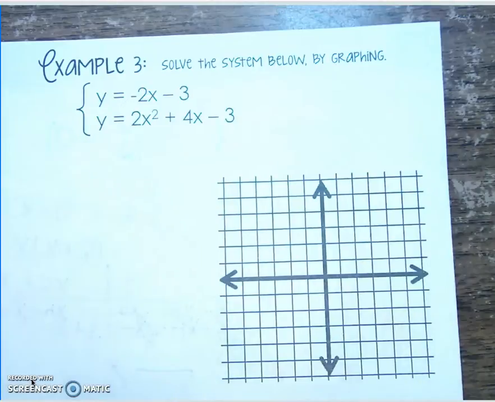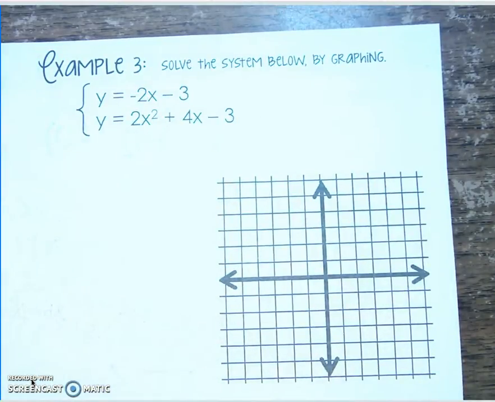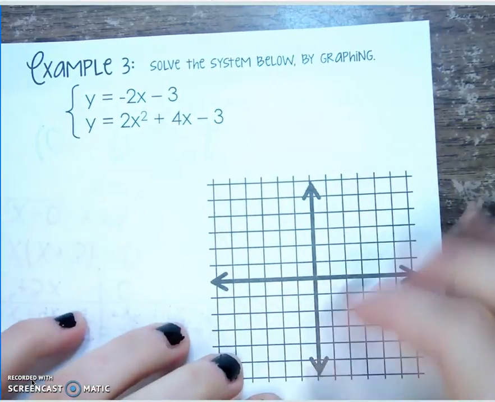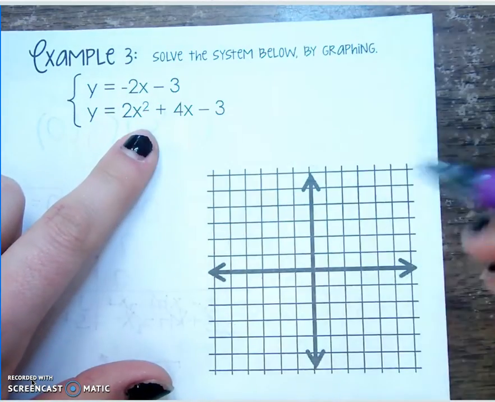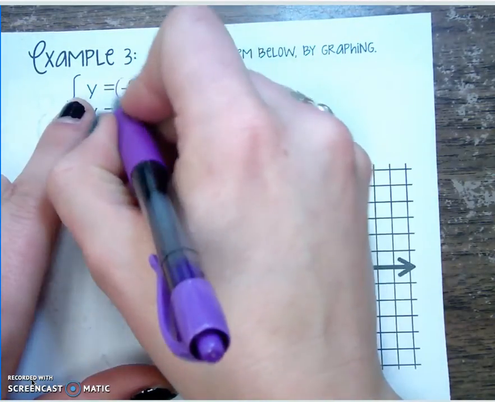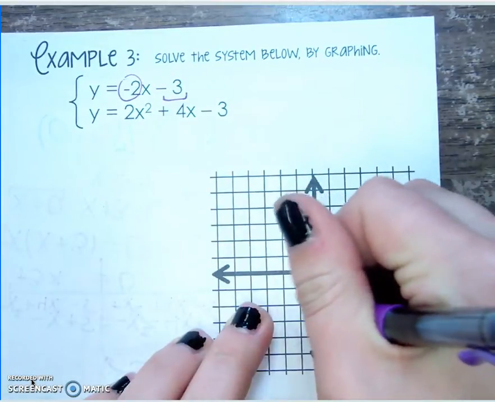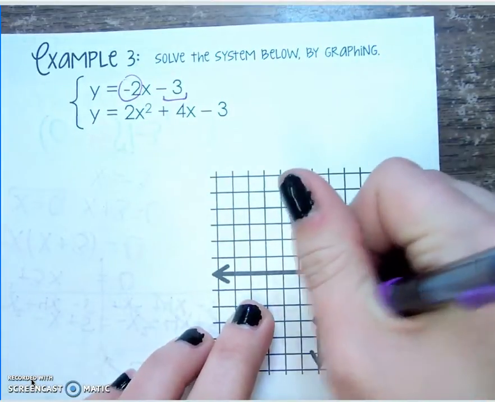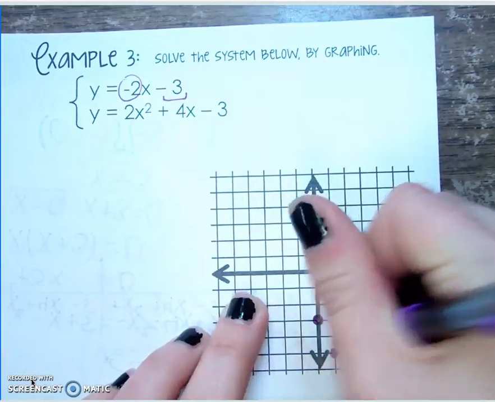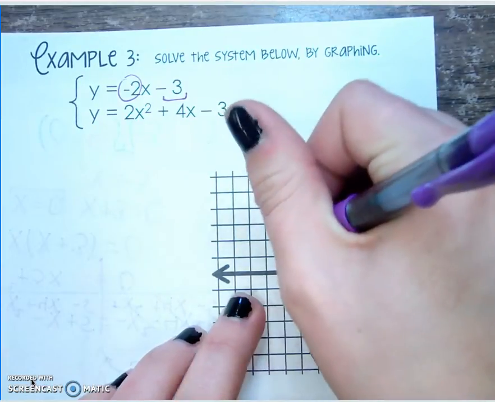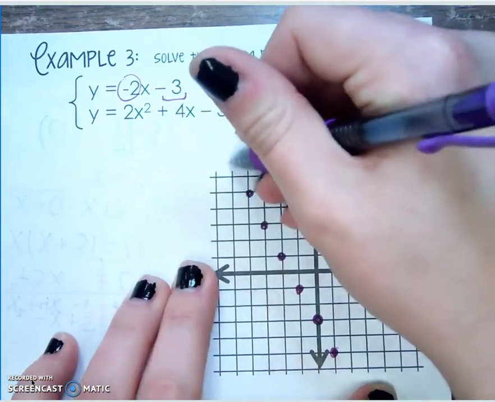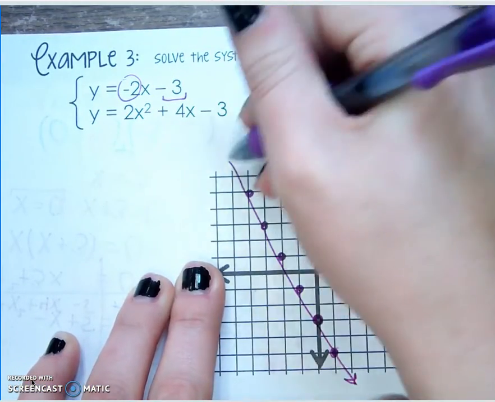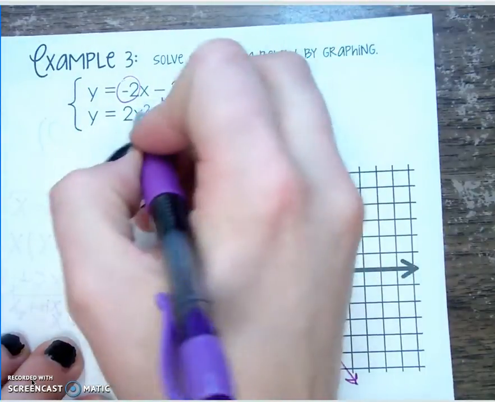Okay, now instead of substituting, what we're going to do is graph on our coordinate plane to find where those 2 points intersect. I can easily go ahead and graph that first line. Remember, this is my y-intercept and my slope. Start at negative 3 on the y-axis, down to right 1 or up to left 1. Go ahead and graph that. That's easy. Now I have to graph my parabola.